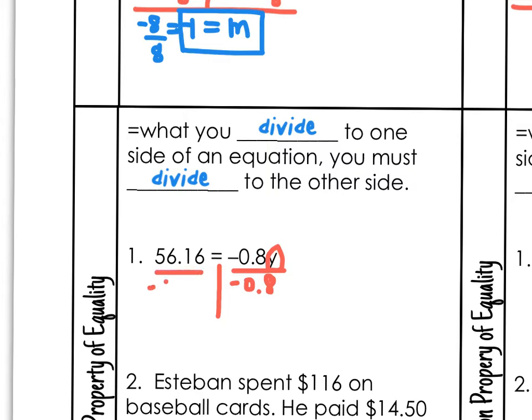Divide by negative 0.8. Okay, so now you're going to bring down, you don't draw a total bar on this one because that would be too many bars, but the negative 0.8 divided by itself is going to be 1y, which is what we wanted. Okay, the equal sign falls straight down, and then 56.16 divided by 0.8 we have to solve.